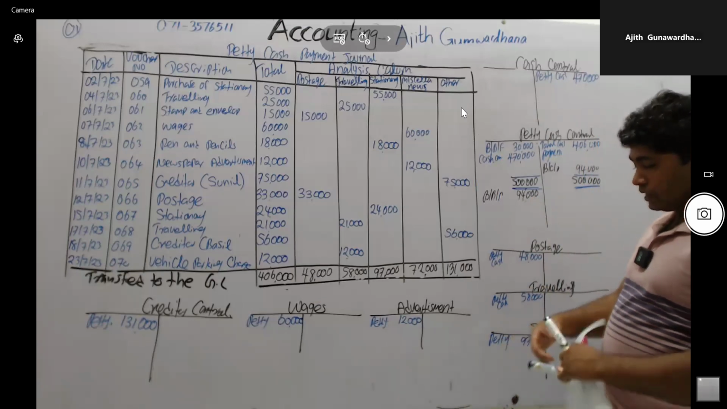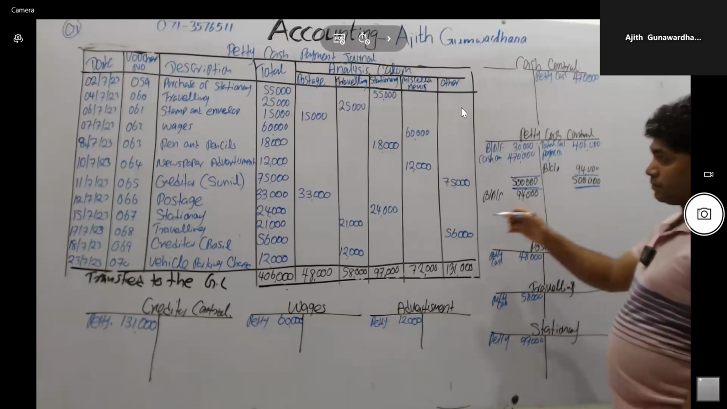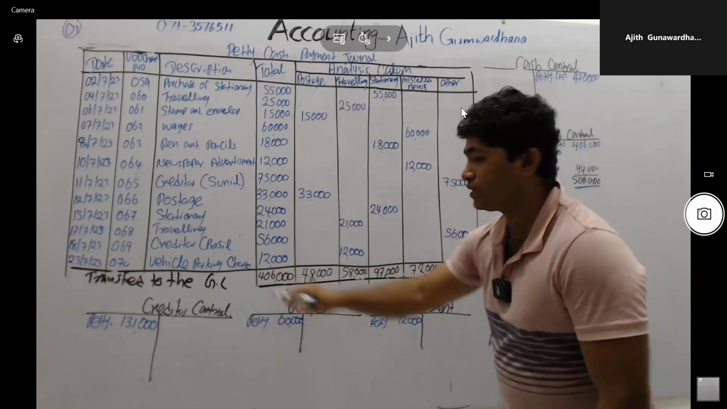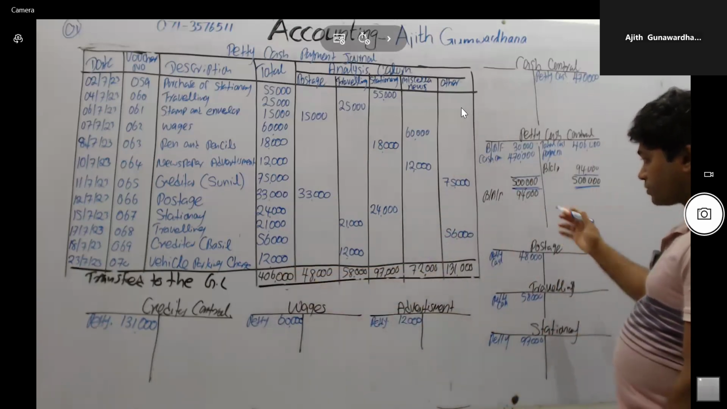Petty cash impress and reimbursement. Therefore, think expense total will be equal 406,000. It is equal reimbursement value.